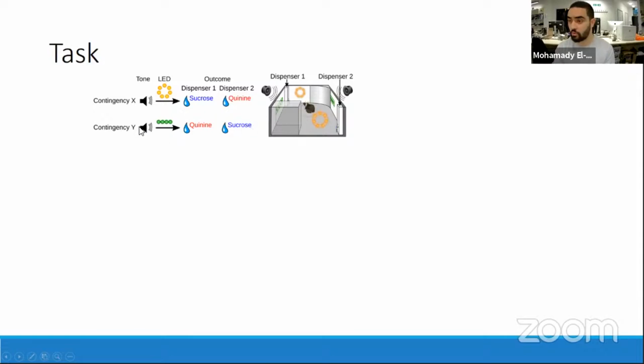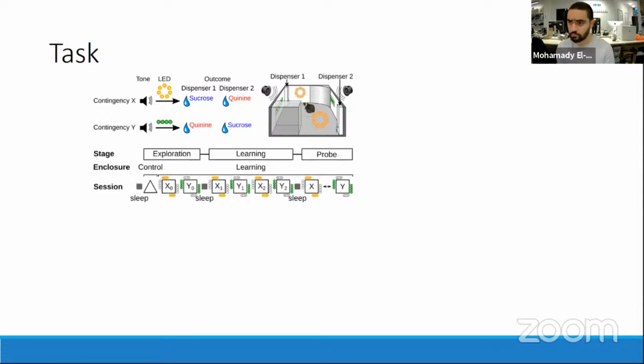Then in the presence of the same tone, but when a different set of LED displays is illuminated, the contingency is reversed. So dispenser 2 is now the one that delivers sucrose, and dispenser 1 delivers quinine. So the animal has to approach a different dispenser. The animal learns a new example of this every day, starting off naive. On a given day, the structure is as follows. First of all, animals explore the learning enclosure in the absence of any tones or sucrose or quinine, but in the presence of the LED displays, and also explore a control enclosure.